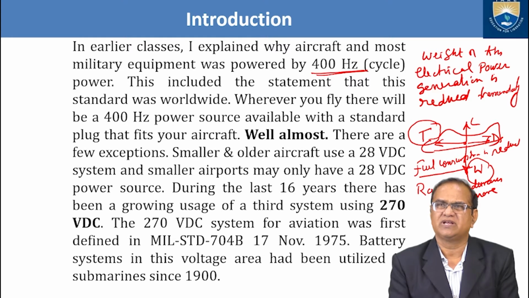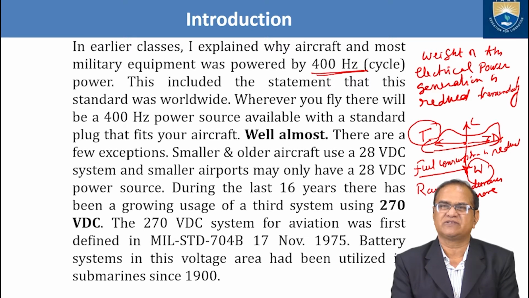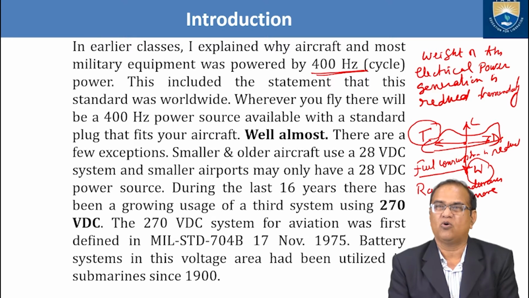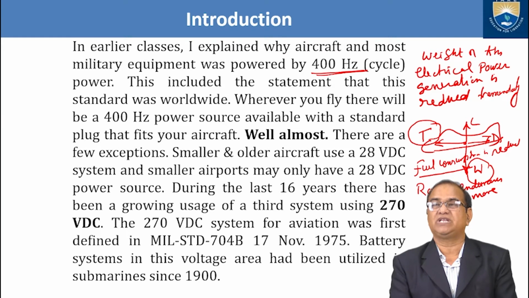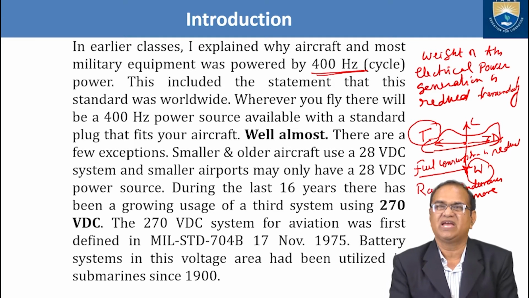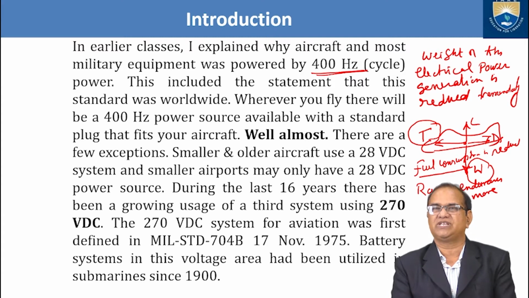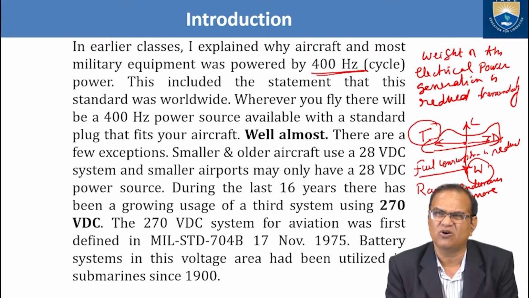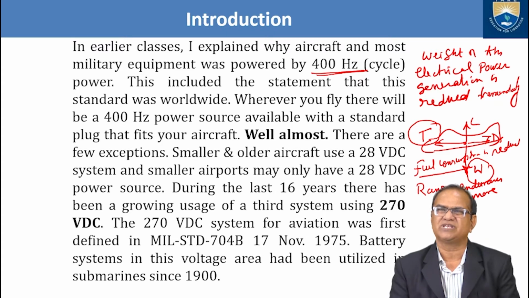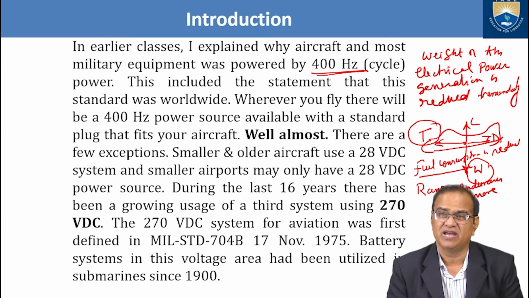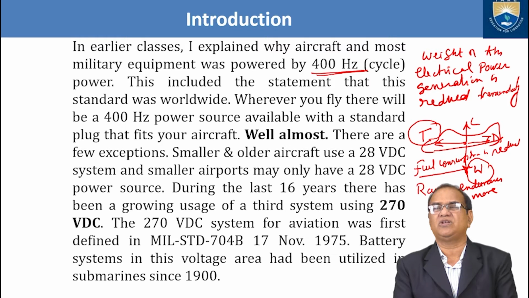Well, there are a few exceptions. Smaller and older aircraft use a 28 volt DC system, and smaller airports may only have 28 volt DC power sources. The older and very small airports may not have a 400 Hertz power supply; they will have only a 28 volt DC supply.